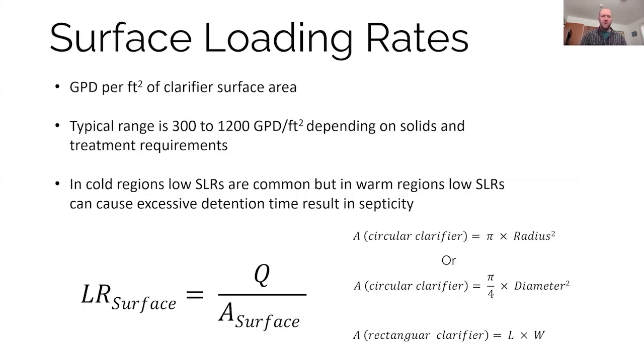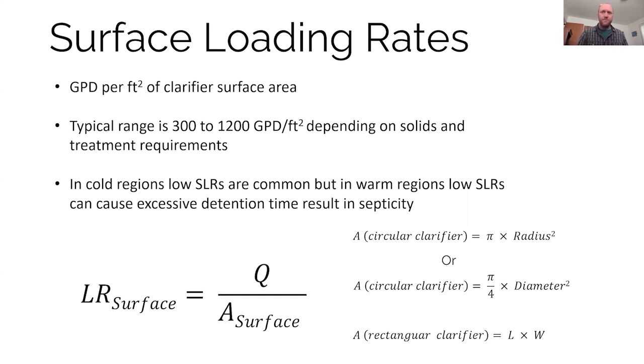Just really quickly, I'm not going to go over this, but there are a few other calculations you can do, and these can help you with troubleshooting. This is the surface loading rate. As opposed to the weir loading rate, this is related to the surface area of your clarifier, in gallons per day per square foot of clarifier surface area. There's a pretty big range there, but sometimes this is important depending on a colder or warmer region, because you want to make sure your flow is adequate and the surface loading rate is not so low that it results in a septic condition.